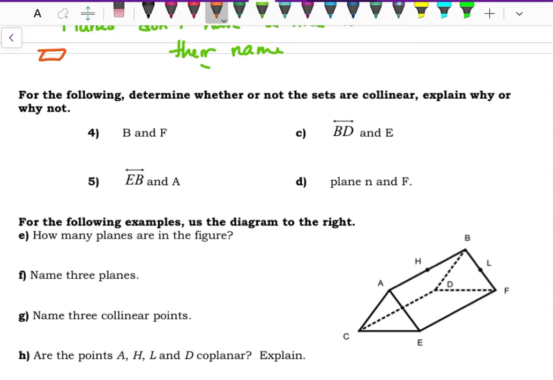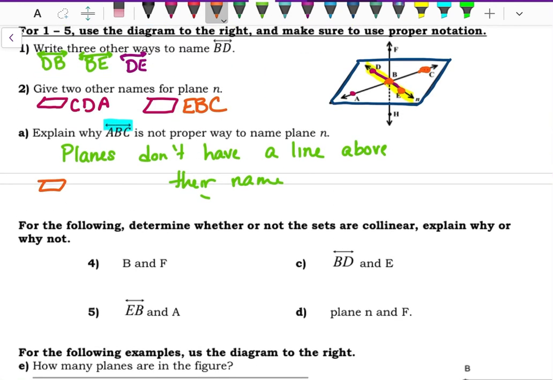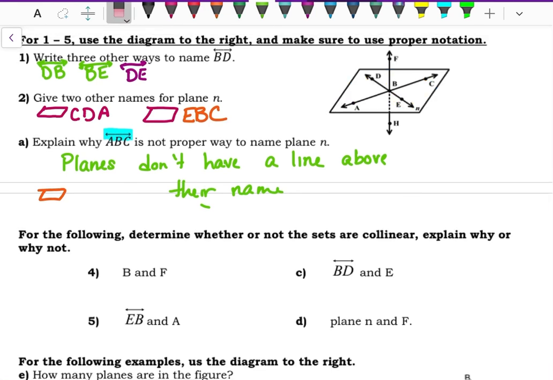For the following, determine whether the sets are collinear and explain why or why not. And I believe we're using the same picture from above, so we'll go with that. Okay, so for first, B and F. B is here, F is here. So we're trying to determine if the sets are collinear, so if they're on the same line. In this case, B and F are collinear, yes. They are on this line right here. They're both on that line. So they're collinear.